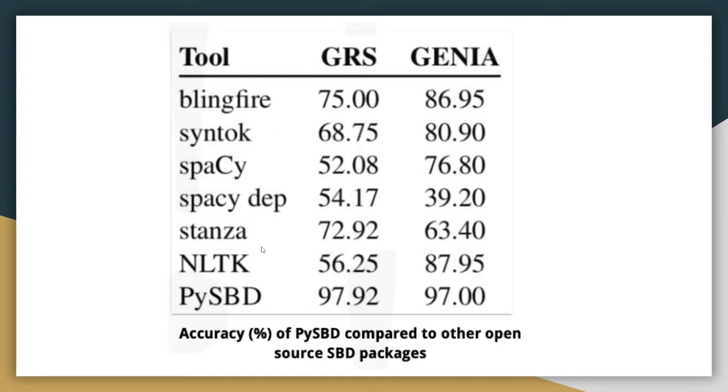And amongst all the tools, PySBD seems to offer the highest accuracy, around 98 percent in the Golden Rule Set and 97 percent in Genia. So it performs much better compared to NLTK and even the dependency parser present in spaCy and Stanza libraries.